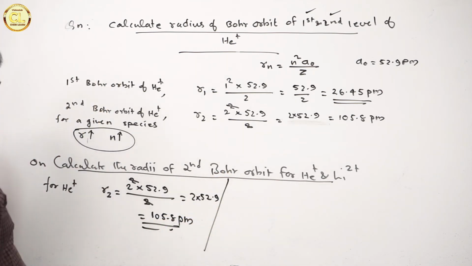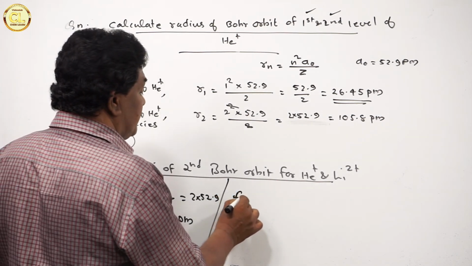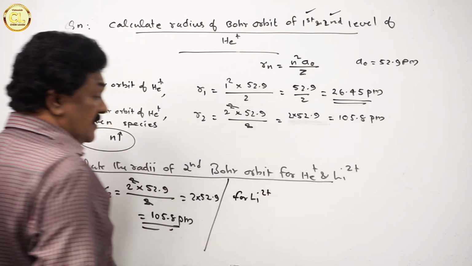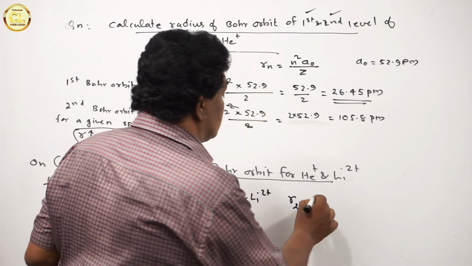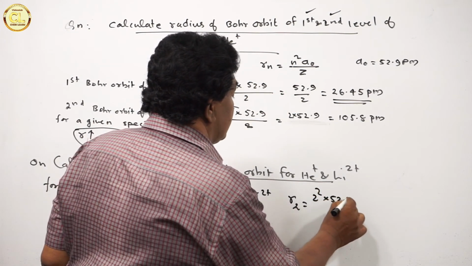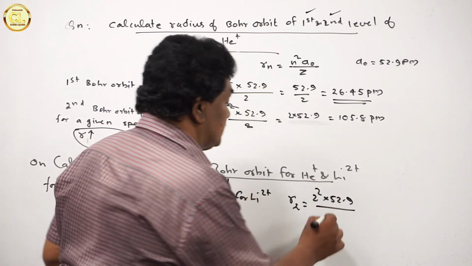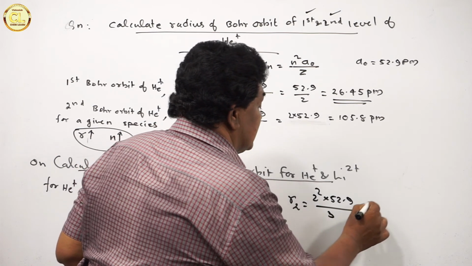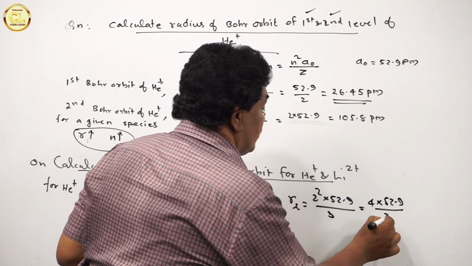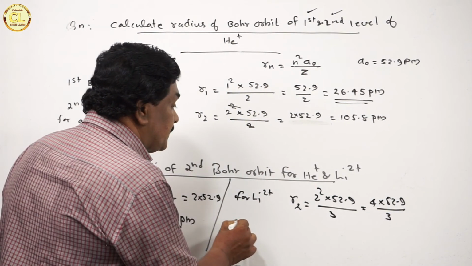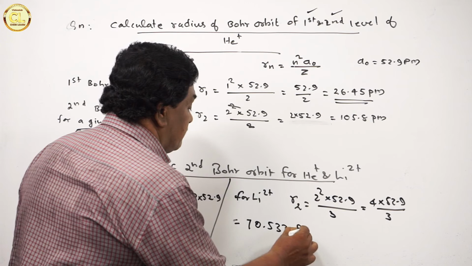Now, let us check the value of radius of the second Bohr orbit for Li2+. See, radius of the second Bohr orbit is expressed as, see, n is equal to 2, 2 square into 52.9 divided by, Z is equal to 3 for Li2+. So 3. That is equal to 4 into 52.9 divided by 3. That's equal to 70.533 picometer.